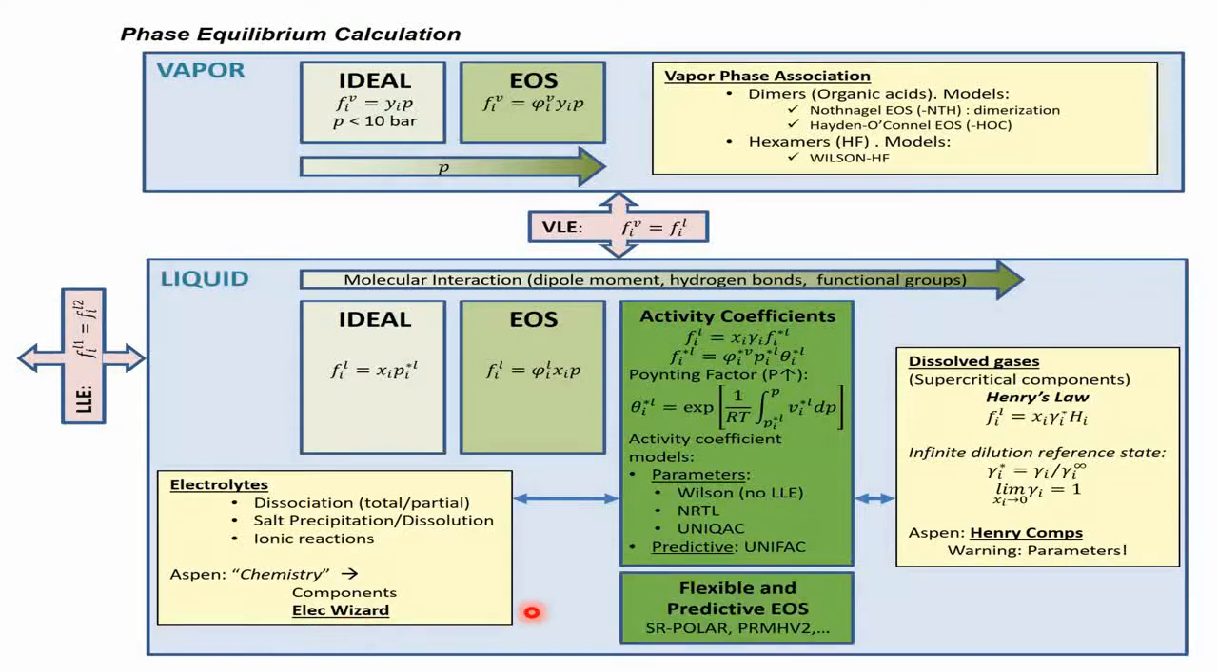Finally, there is a group of property methods which are called flexible and predictive equations of state, the ones listed here, which are suitable for mixtures of polar and nonpolar components and supercritical gases also. And these equations can deal with high pressures and temperatures, mixtures close to the critical point, and liquid-liquid separation at high pressure. These are the most powerful set of equations available in Aspen.